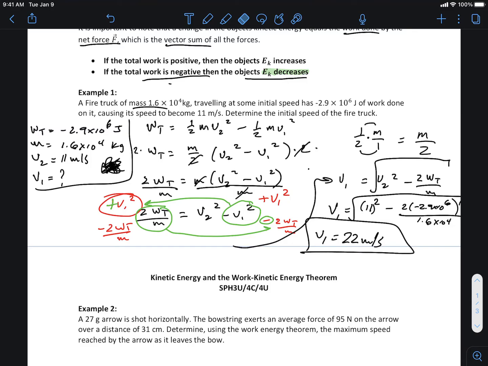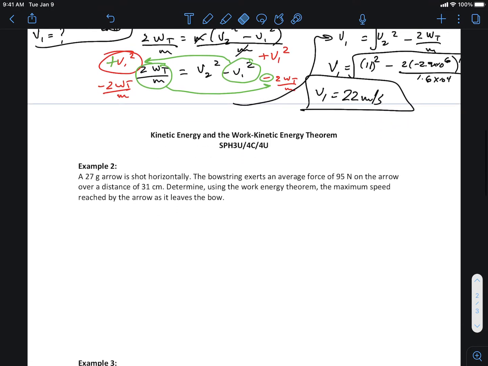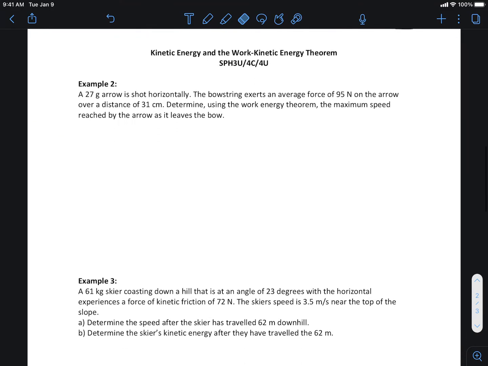Okay. Let's go through the next question. So here it is. A 27-gram arrow is shot horizontally. The bowstring exerts an average force of 95 newtons on the arrow over a distance of 31 centimeters. Determine, using the work energy theorem, the maximum speed reached by the arrow as it leaves the bow.